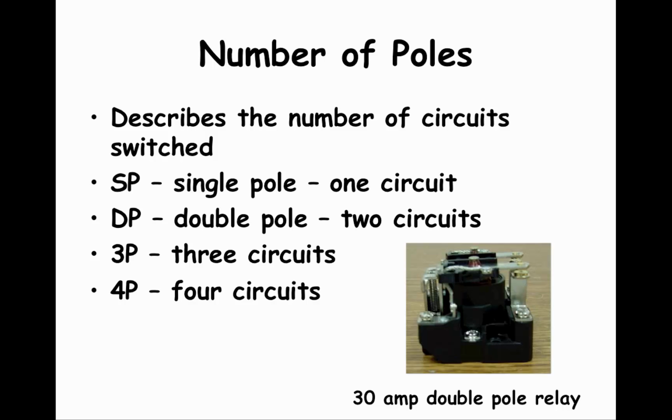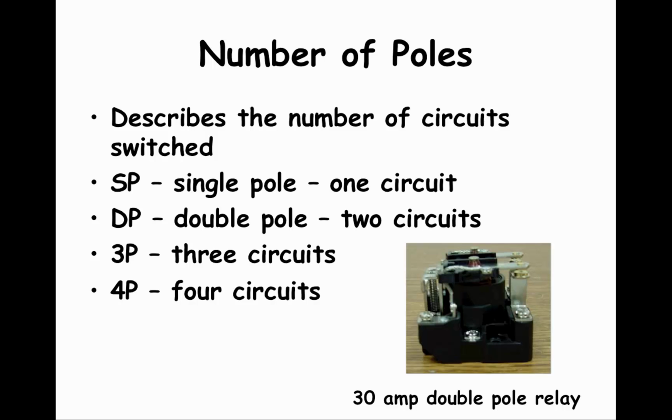The first relay specification that I will talk about is the number of poles. With relays, the number of poles describes the number of circuits switched with a single relay. One way to think about the number of circuits is to think about the number of lights or number of electric motors that a single switch can turn on or off.